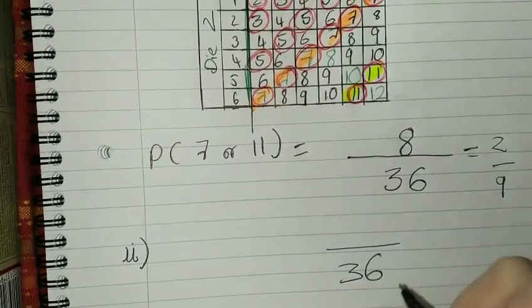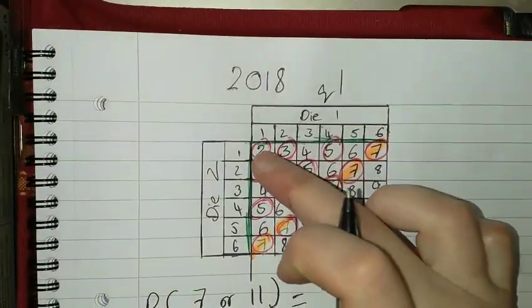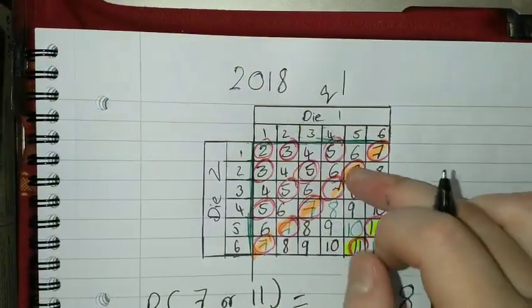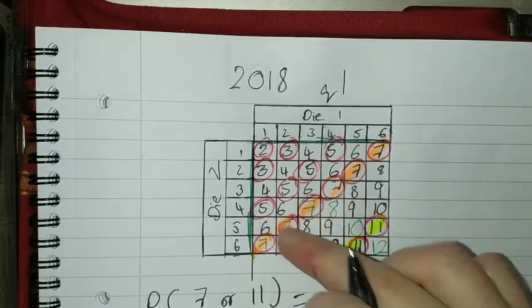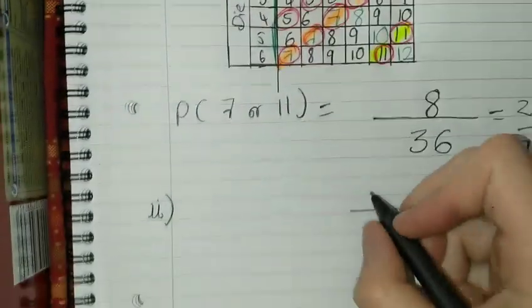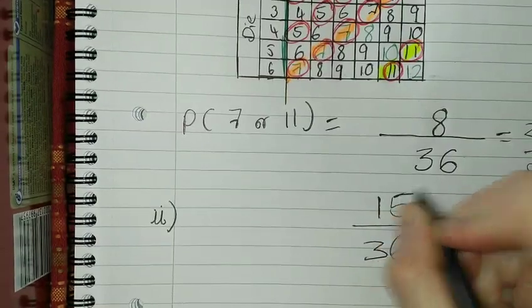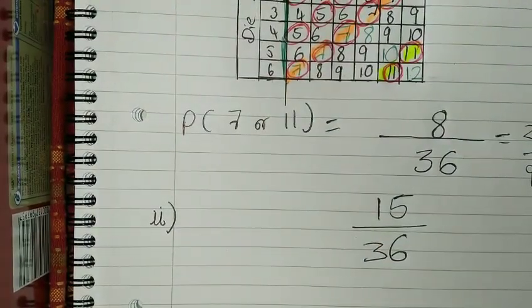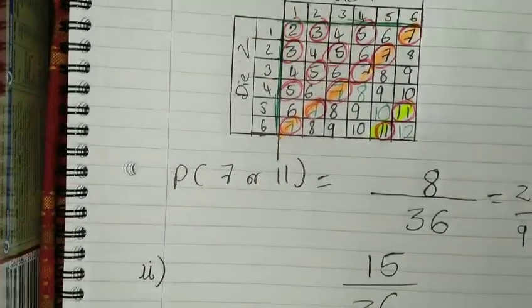So the probability is the total number of prime numbers over the total number of outcomes. There's 1, 2, 3, 4, 5, 6, 7, 8, 9, 10, 11, 12, 13, 14, 15. So it's going to be 15 over 36. That's the probability of getting a prime number.